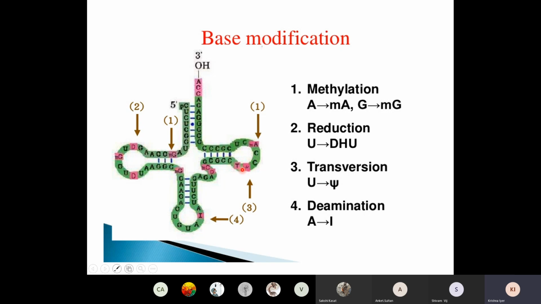That's why it is called T psi, and then there's always a C after that. That's why it's called a T psi C loop. Then the other thing that you find is a lot of inosines. See this I here in this anticodon loop. This I results from deamination of adenine. I stands for inosine.